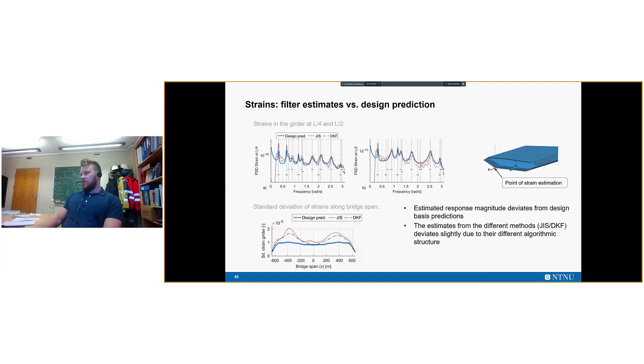And again, some more algorithm notice. We see that the different methods we use to estimate the response, they do not always give the same numerical value. And this is due to their different algorithm structure. Again, I don't think we should focus on this here.